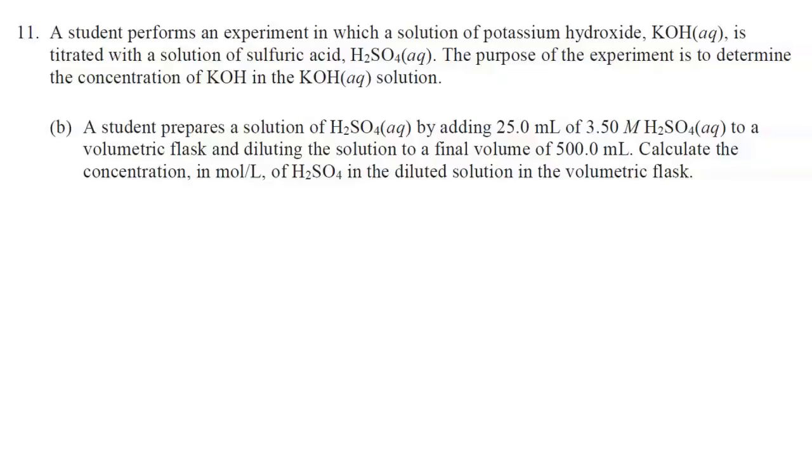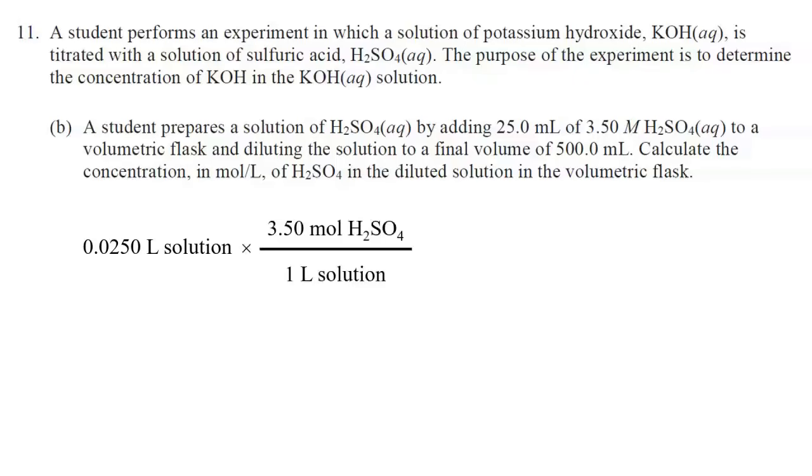So initially they had 25.0 milliliters of 3.50 molar sulfuric acid. Let's turn that volume from milliliters into liters. So I'm going to go ahead and divide by 1,000. So 25.0 divided by 1,000 is 0.0250 liters. Remember that molarity is moles per liter. That's 3.50 moles of sulfuric acid for every 1 liter of solution. So multiply those numbers together and I get 0.0875. That's the number of moles of sulfuric acid.